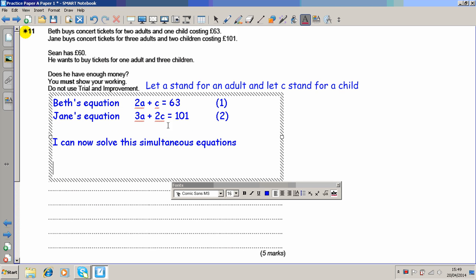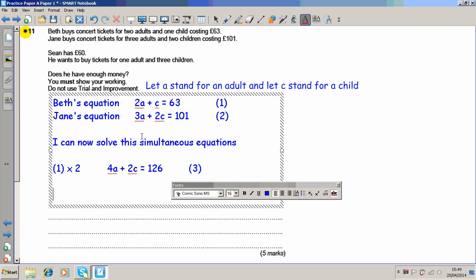Right, so I need to make the same amount of A's or C's. I could times this first one by 3 and that one by 2 to get the A's the same, but it's going to be easier just to times the first one by 2. So I times 2A by 2, I get 4A, and then 2C is 126. So I'll call that equation 3.